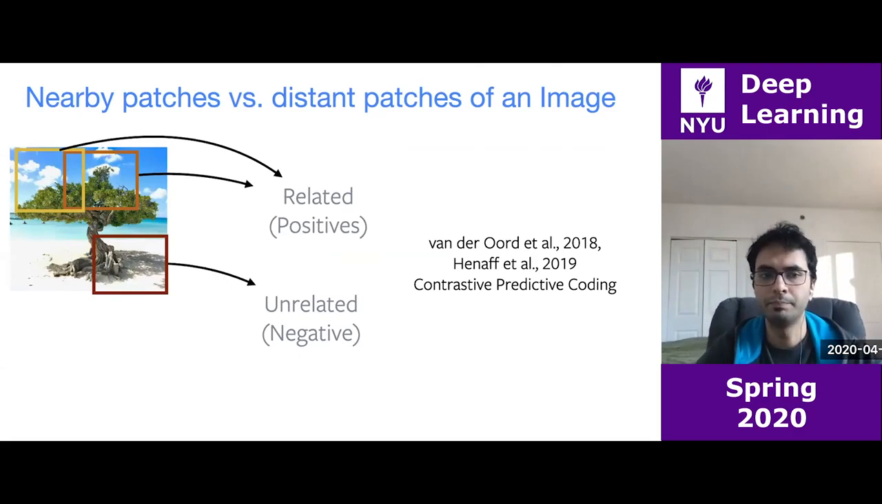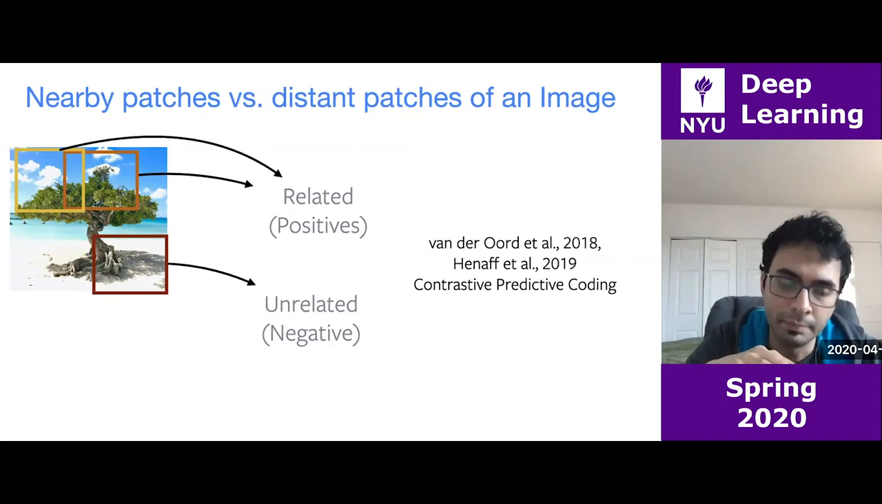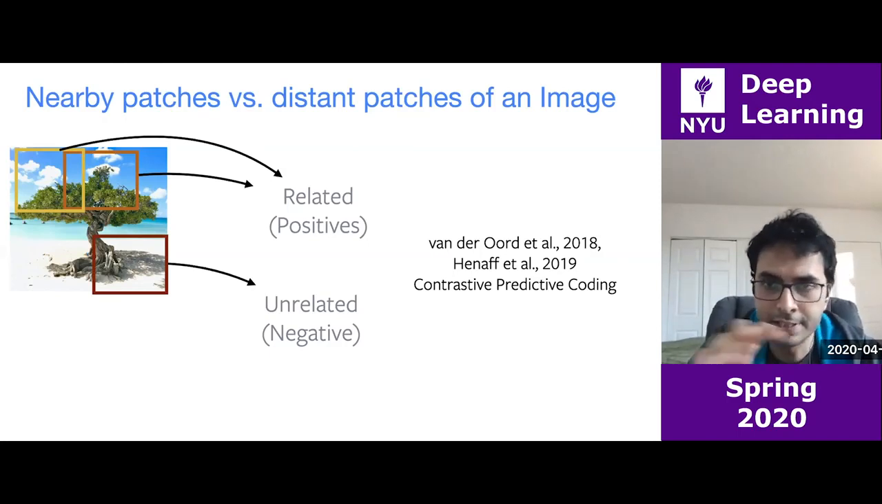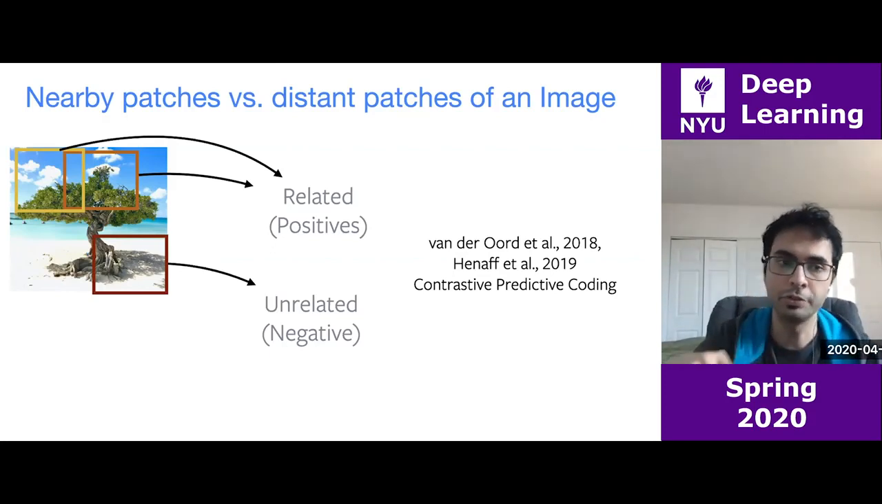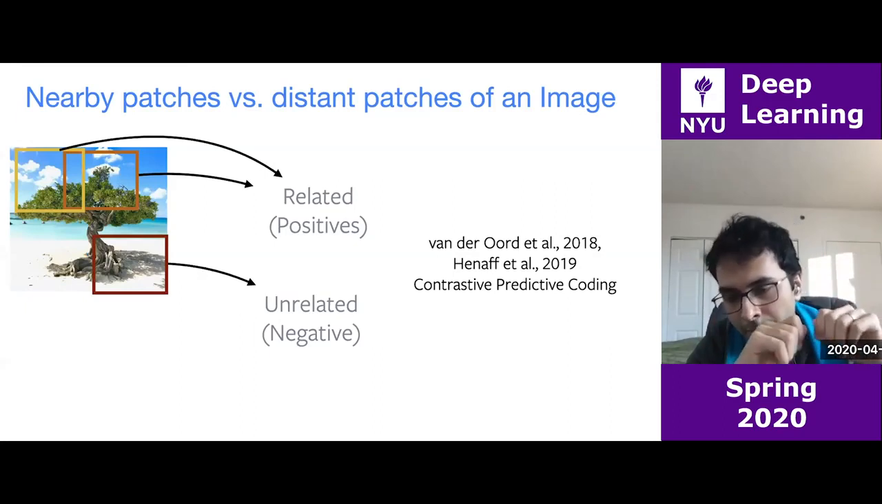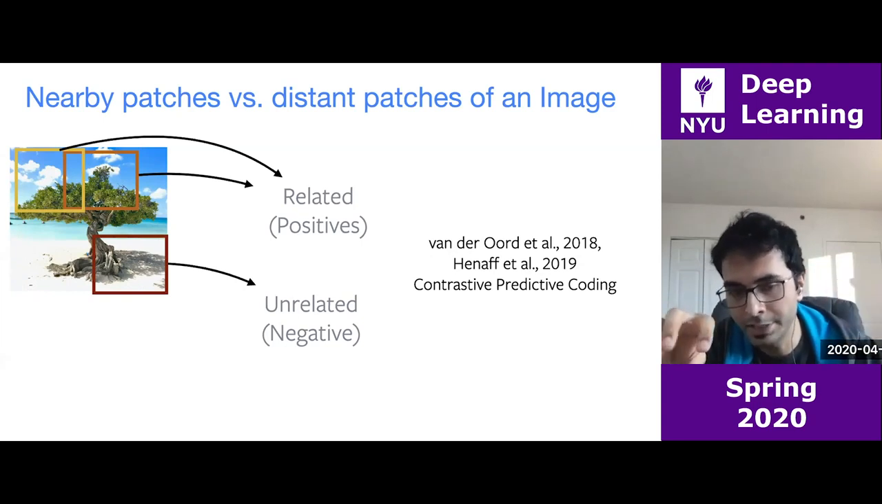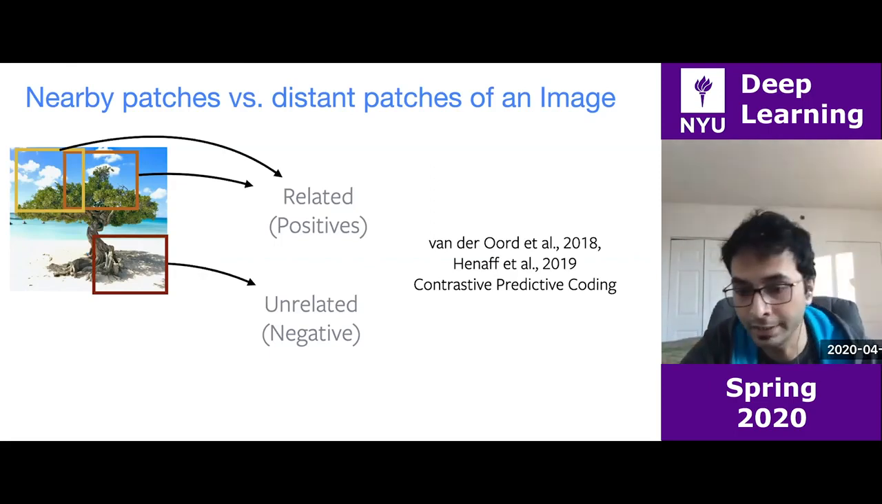In general, if you just talk about images, a lot of work is done on looking at nearby image patches versus distant patches. Most of the CPC version 1 and CPC version 2 methods exploit this property of images. You have image patches that are close by, which you call positives, and image patches that are farther away in the image are considered negatives. Then you minimize a contrastive loss using this definition of positives and negatives.